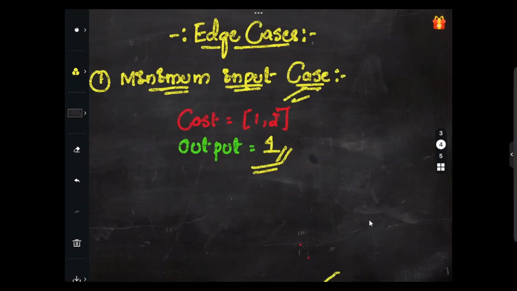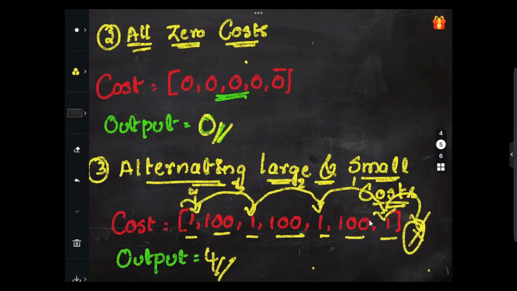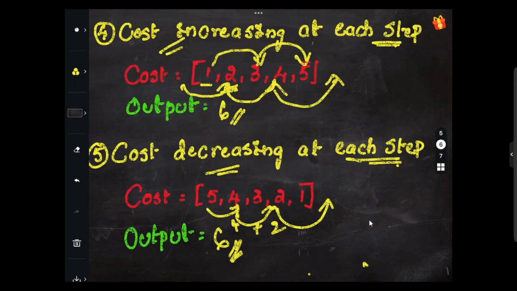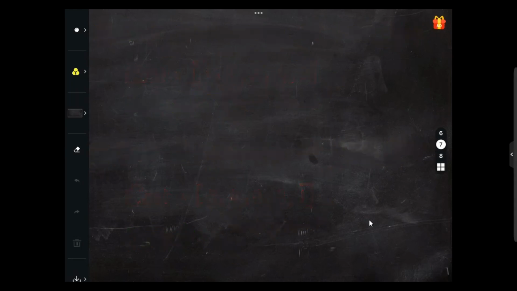First edge case was for minimum input case, second edge case was for all zero cost, third edge case was for alternating large and small costs, fourth edge case was for cost increasing at each step, and the fifth edge case was for cost decreasing at each step, right? So we have successfully discussed all the edge cases.